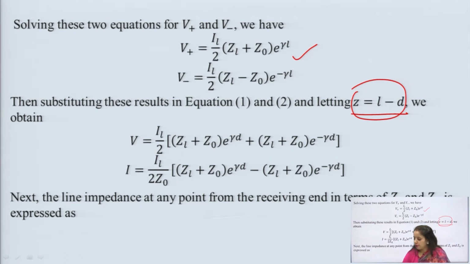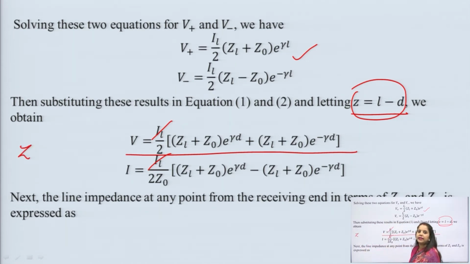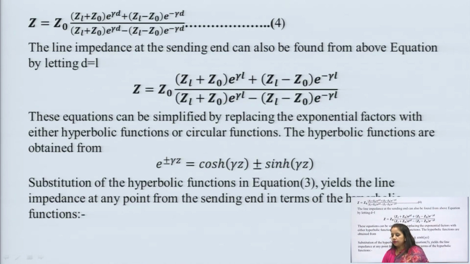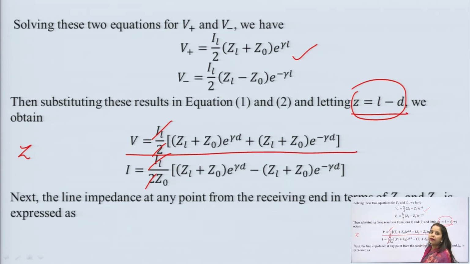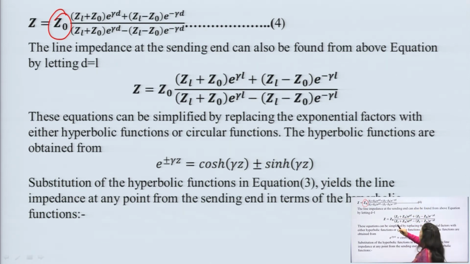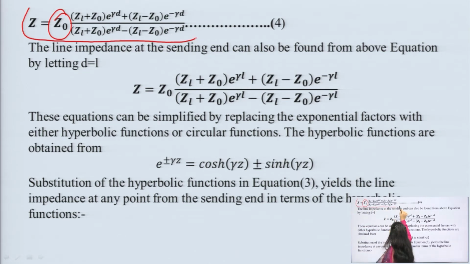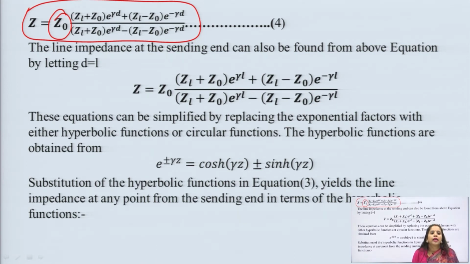Now, what will be the next step? For calculating the impedance, we take the ratio of V upon I. When we take this ratio, IL gets cancelled, V upon I is replaced with Z, the impedance of the line, the 2 gets cancelled, and Z naught comes to the numerator while the other expression remains the same. So, this is another expression of the line impedance in terms of the impedance from the receiving end.